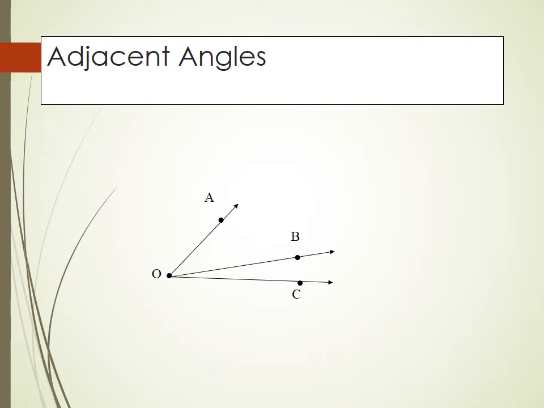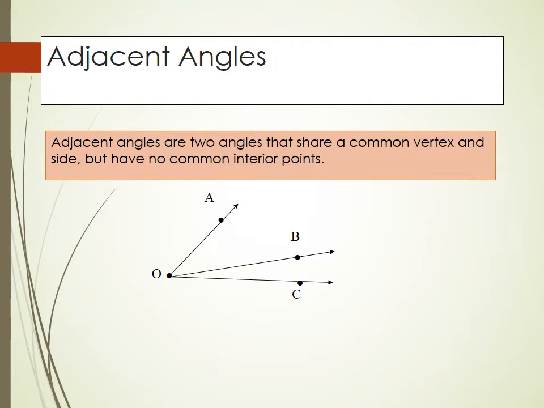Notice the ray OB. Angle AOB and angle BOC both share ray OB. That means they're adjacent. They share a common vertex and a side, but have no common interior points. I'll show you what I mean more in class because it's better if you can see a visual with colors.